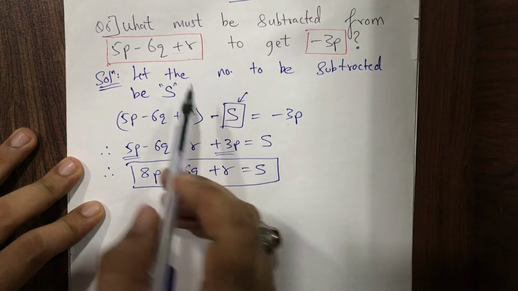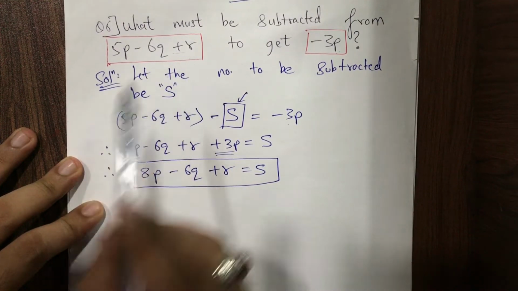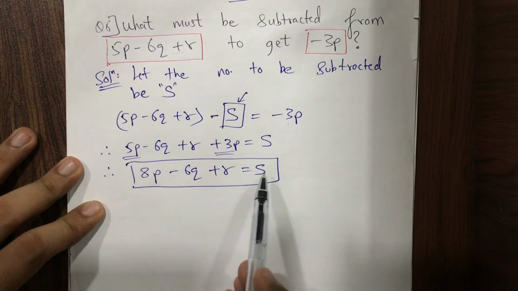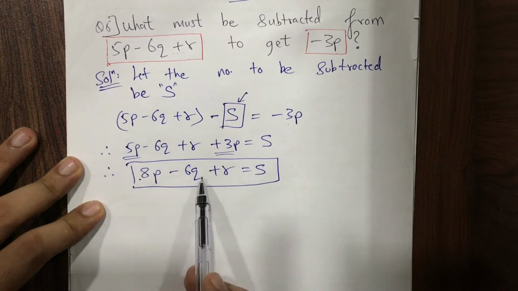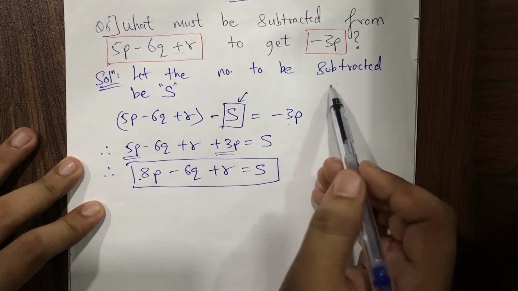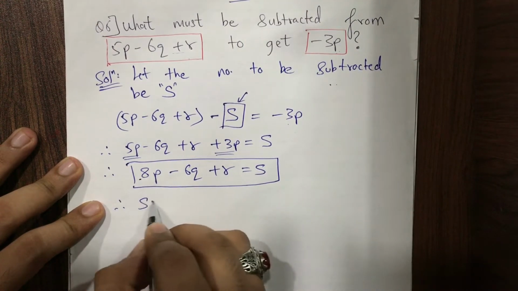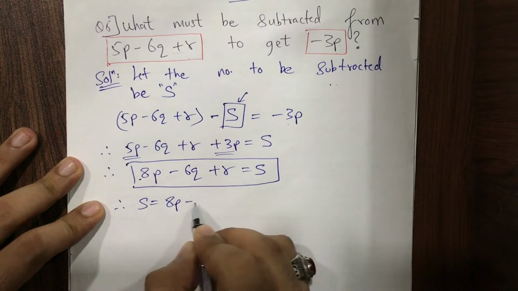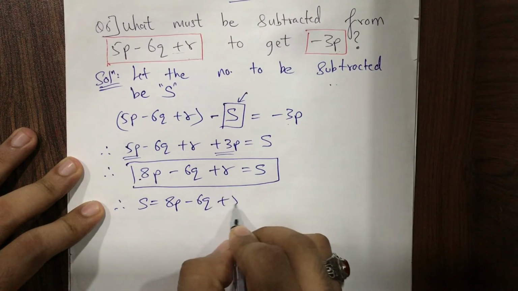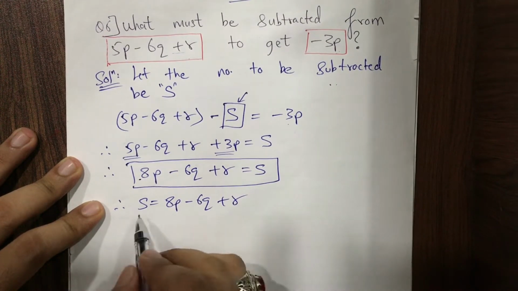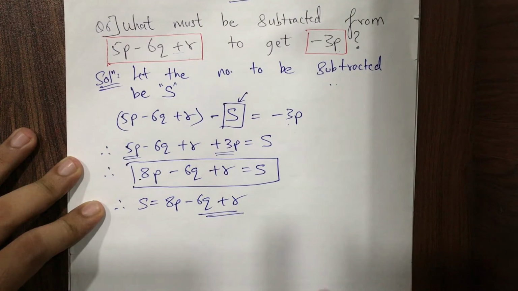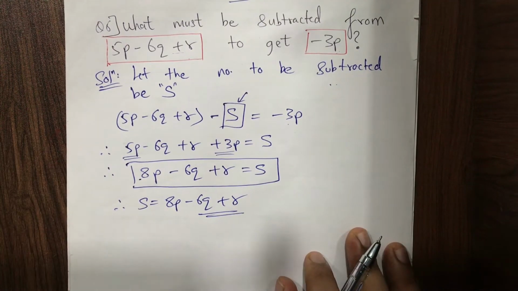In other words, from this 5p minus 6q plus r, if we subtract this capital S, that is 8p minus 6q plus r, then we will get answer as minus 3p. Okay. Also, you can write the final answer like this, that capital S is equal to 8p minus 6q plus r. This is the answer. Please pause the video, students, and do it by yourself.